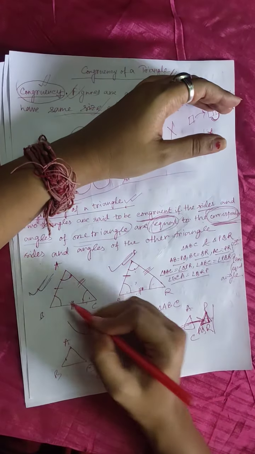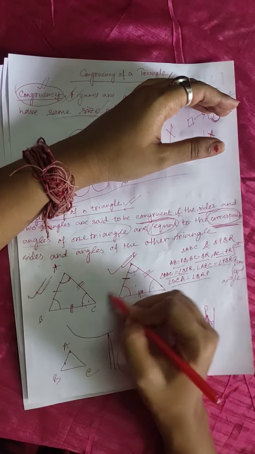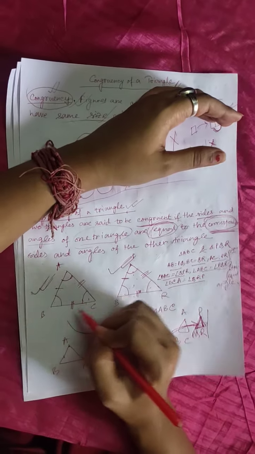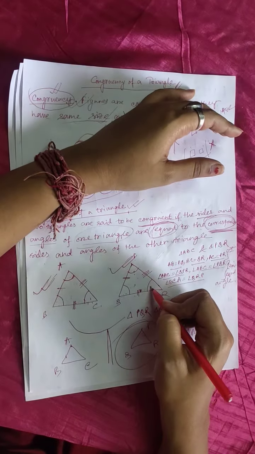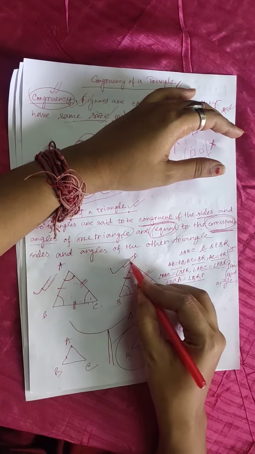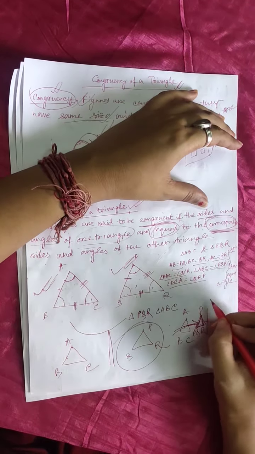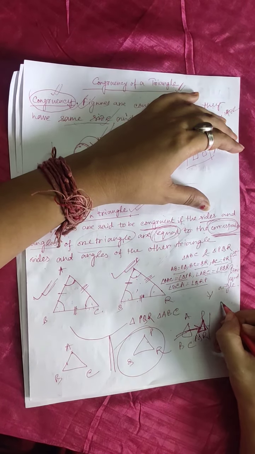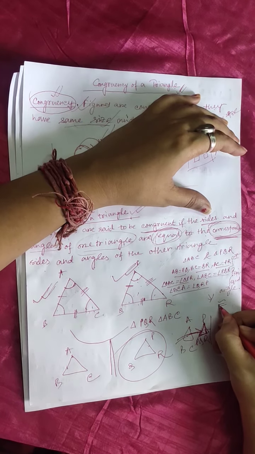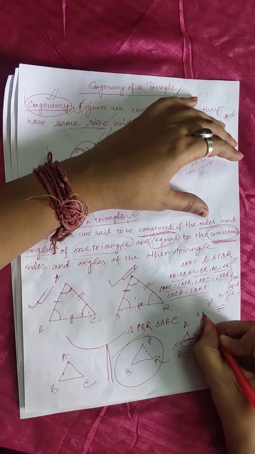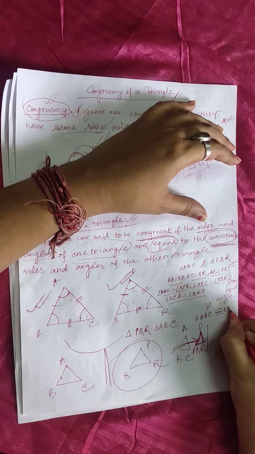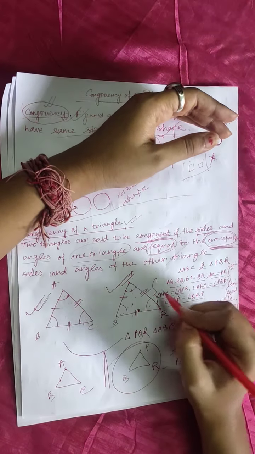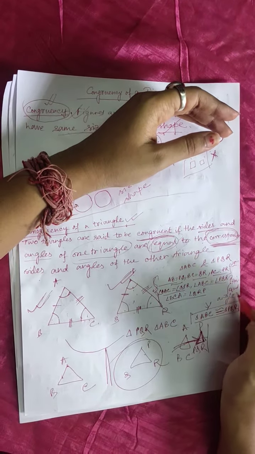That means all three sides of ABC will be equal to all three corresponding sides of PQR, and all three angles of ABC will be equal to all three corresponding angles of PQR. If this condition is satisfied, then these two triangles will be called congruent to each other. And what is the sign of congruency? The sign of congruency is something like this. So we can write triangle ABC is congruent to the triangle PQR. Always remember that. And for this, these three pairs of sides and these three pairs of angles have to be equal.